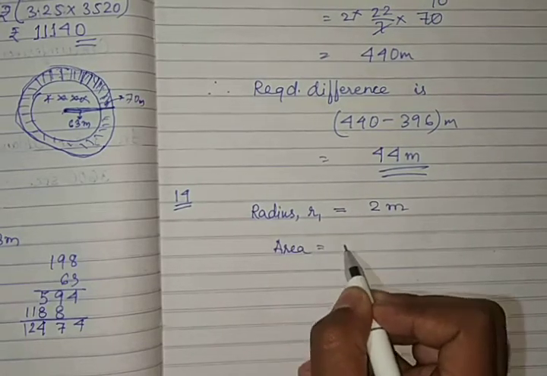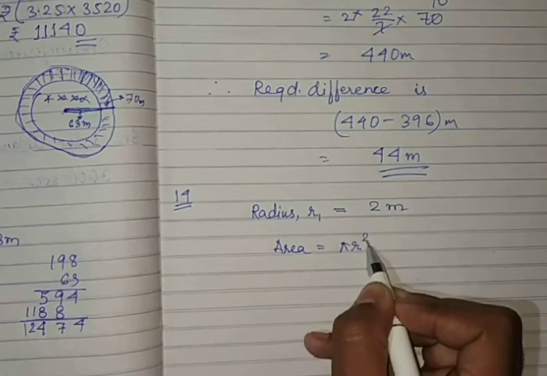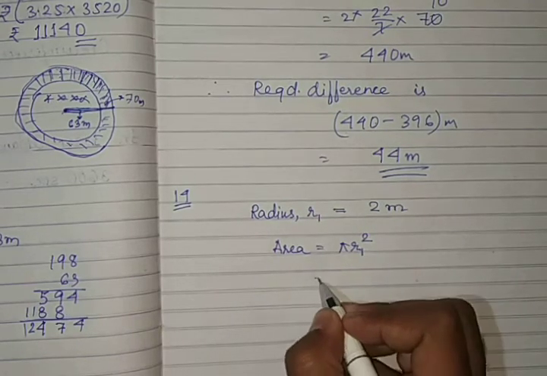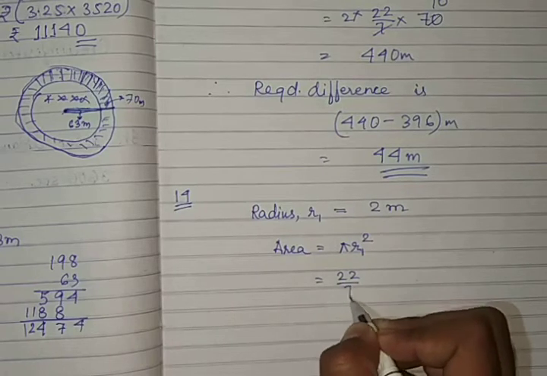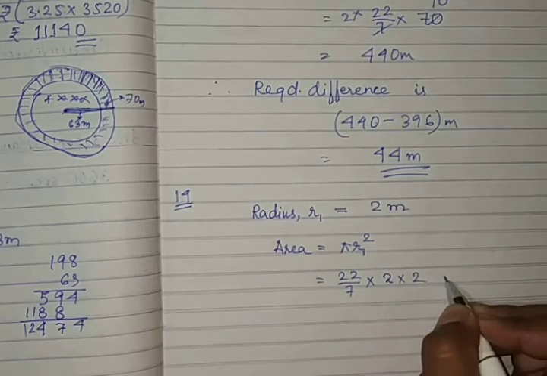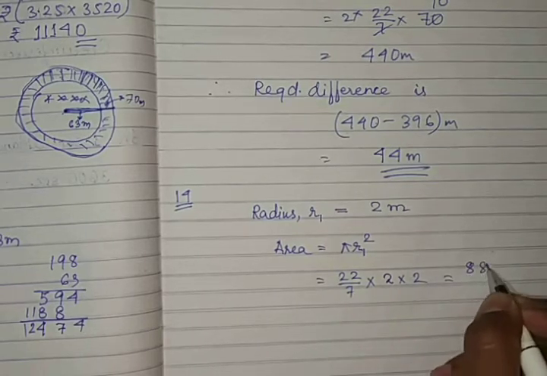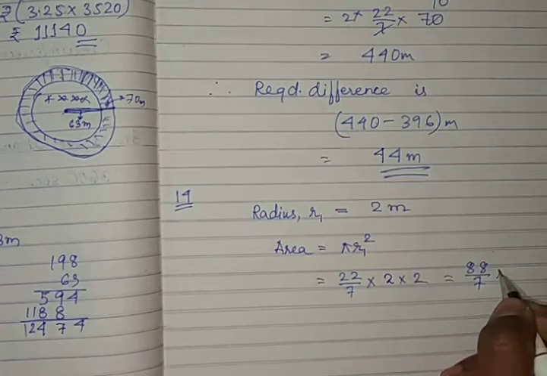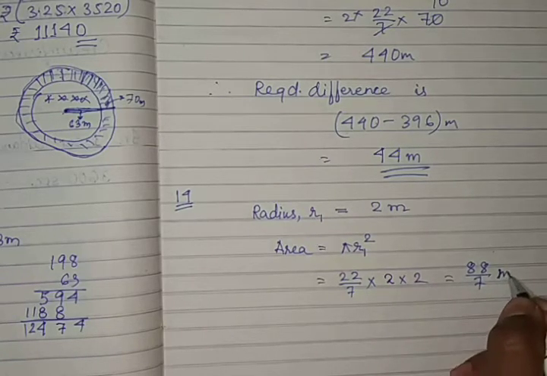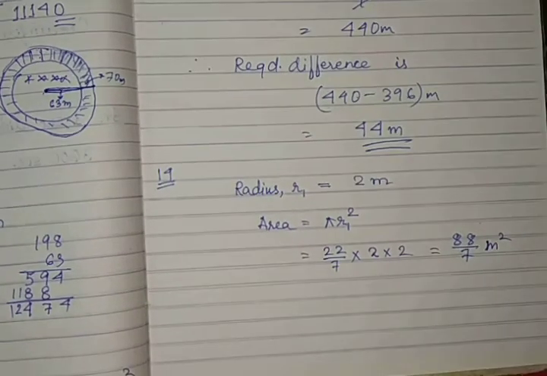Area is equal to pi r square. Since I took the radius to be R1, I'll put R1 here. Pi is 22 by 7, R is 2 into 2. So 22 into 2, 88 by 7 meter square. Let it be this one, 88 by 7.